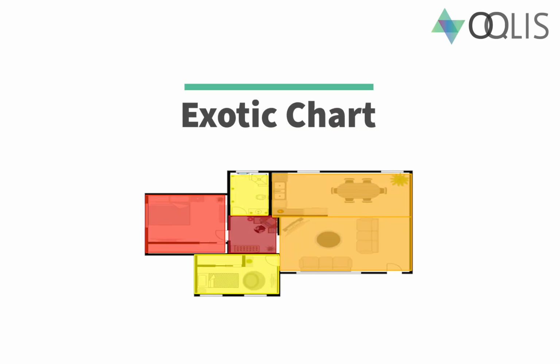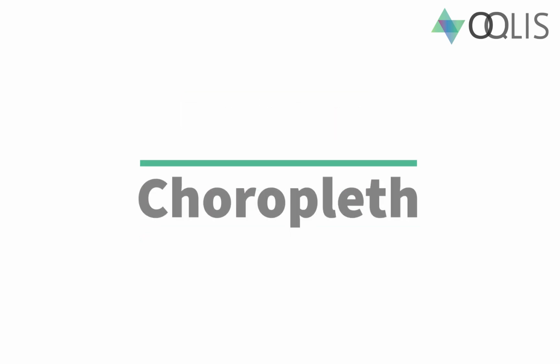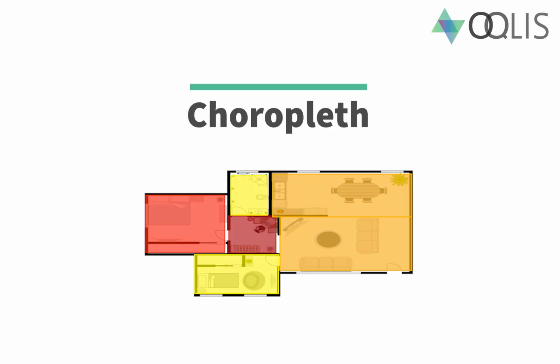Today we will be looking at a more exotic chart that can be made in OQLIS, and this chart is called a choropleth. So what is it? Simply put, a choropleth is a map with predefined areas which are colored in proportion to a statistical variable. If that sounds like jargon to you, then here's a picture to clear a few things up.